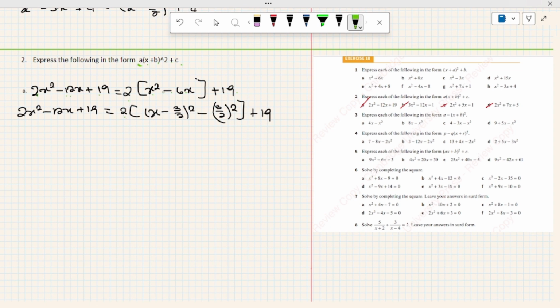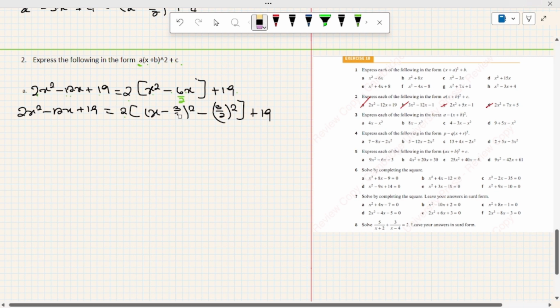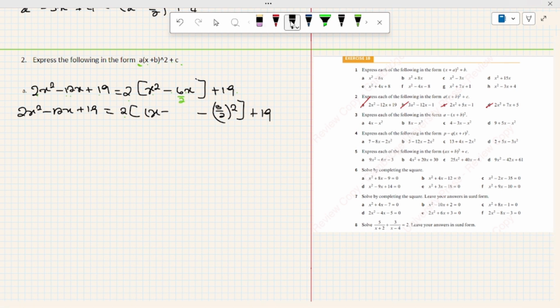The second thing: with the 2 outside, you complete the square of the bracket. How do you complete the square? If you watched my last video, you would have seen that you take the coefficient of x. This is going to be 3, so this is going to be minus 3. Minus 3 plus what?